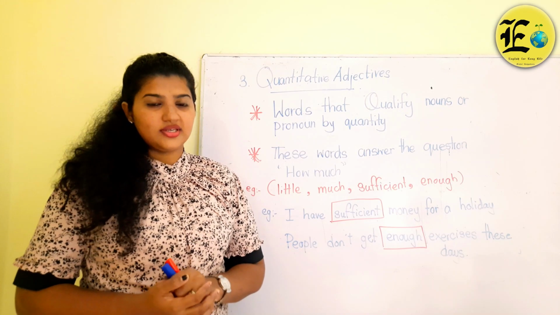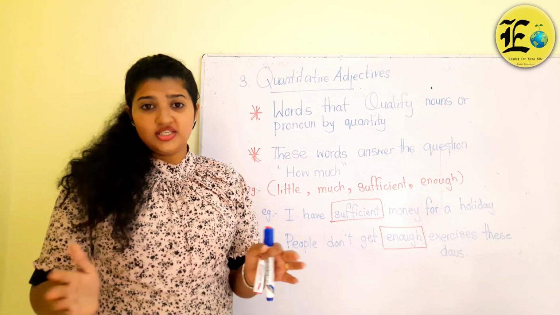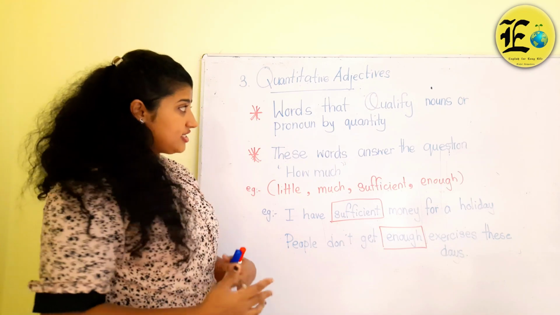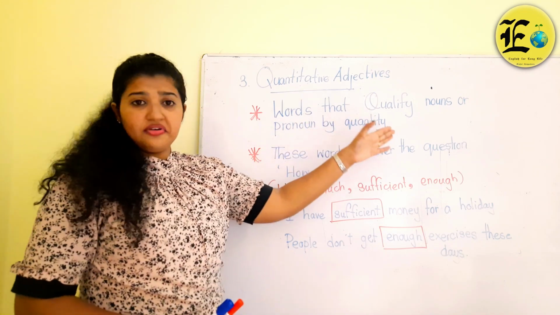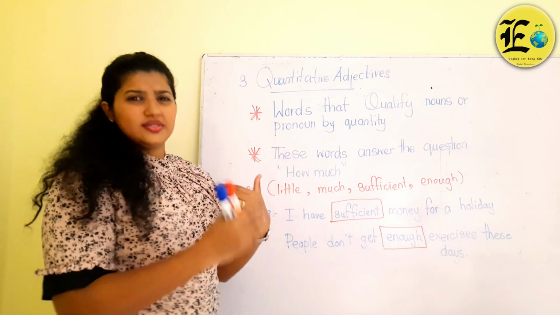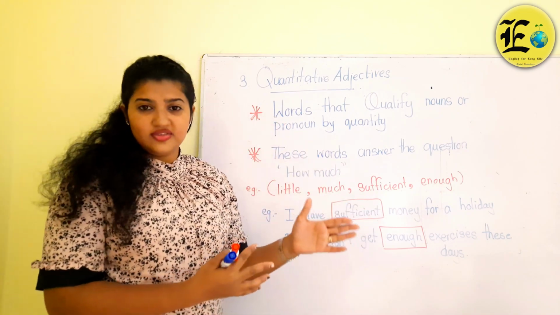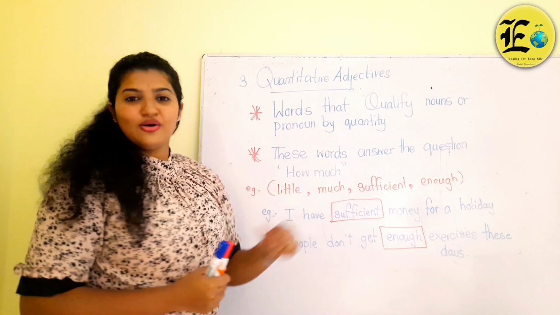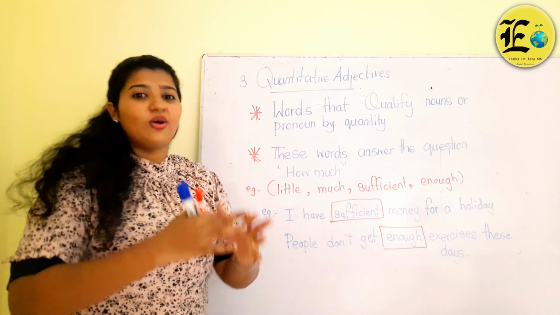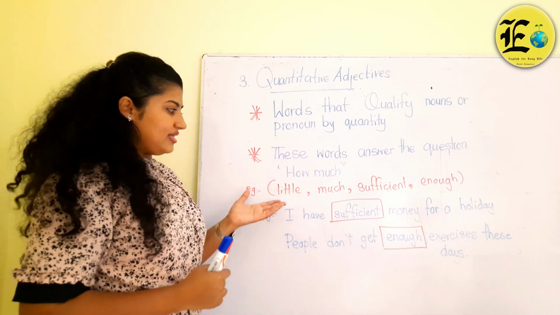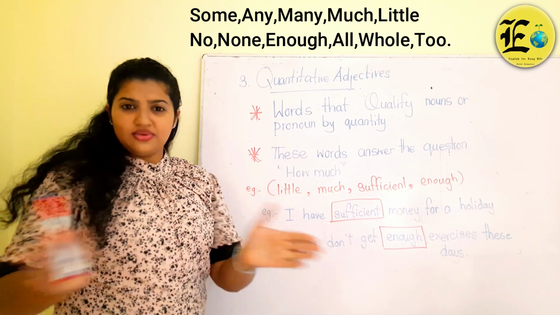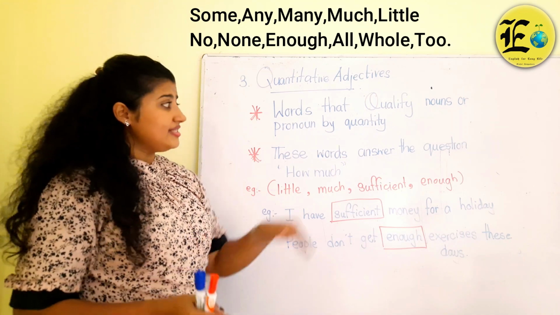The third important category, which comes under the classification of adjectives, is the quantitative adjectives. What is a quantitative adjective? Quantitative adjectives are words that qualify a noun or a pronoun by quantity. So remember, it sounds the same as the name itself, quantitative adjectives, which is related most probably to quantity. So these words answer the question, how much? So in what quantity, or how much? There are a few examples provided here: little, much, sufficient and enough. So these words describe or provide more meaning related to the quantity.